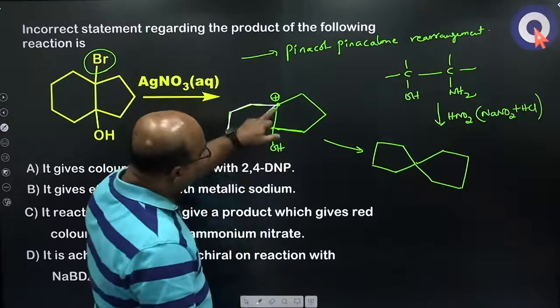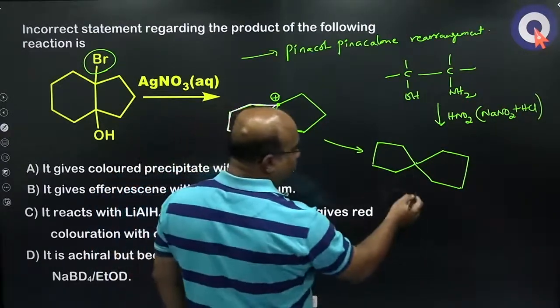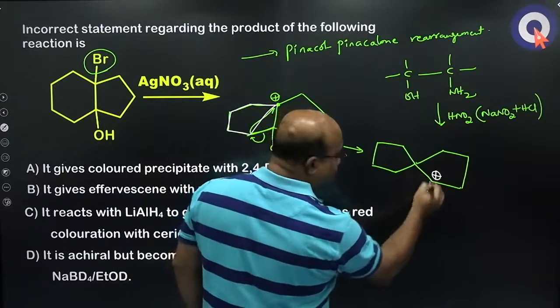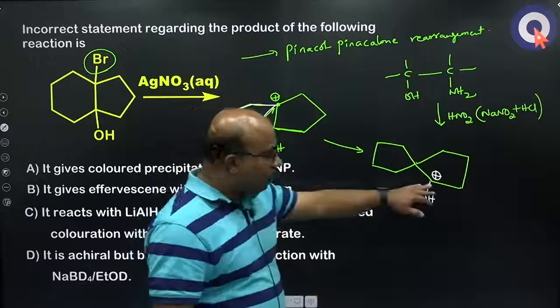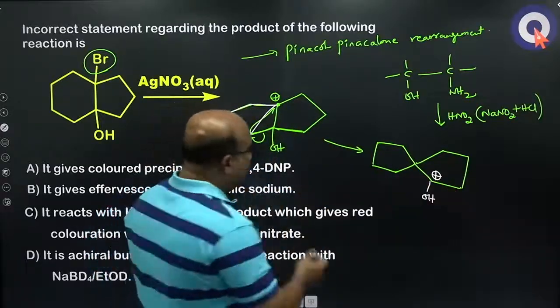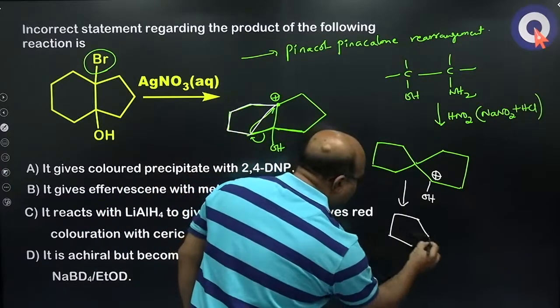Clear? So this is C1, C2, the second carbon. So you just assume this is 1, this is 2. So you have OH here and plus. Now this will convert into a double bond. That is phenolphthalein, keto form. So this will now give us this as the final product.